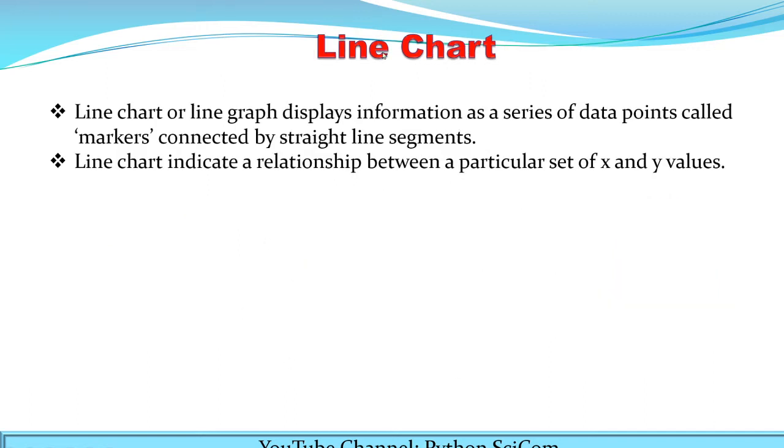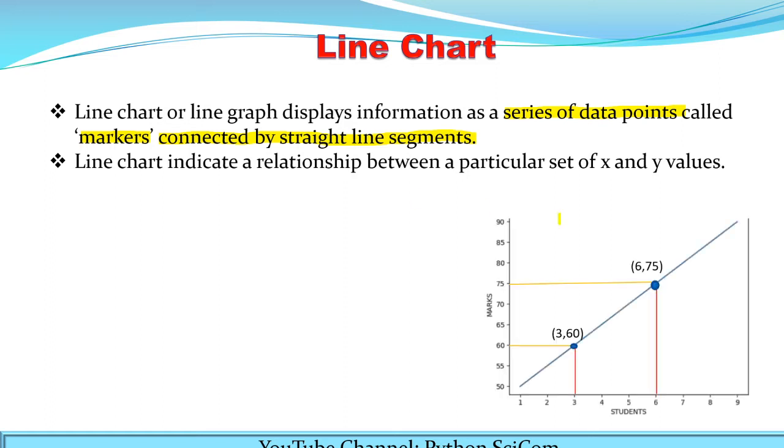So now let's start with the line chart. A line chart or line graph displays information as a series of data points. There are a number of data points, and these data points are called markers. These points are connected by straight line segments. You have drawn lines on graph paper in the previous class, that is class 10th. So in class 10th you have already drawn a graph like this.